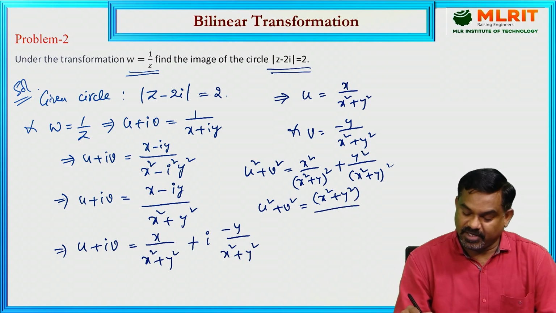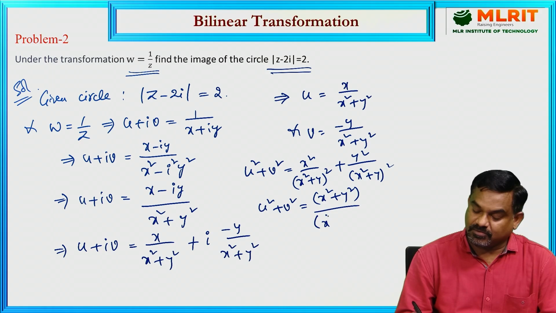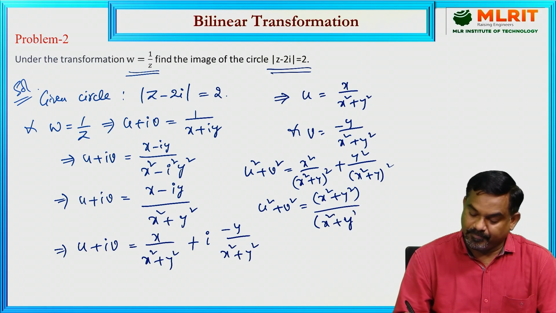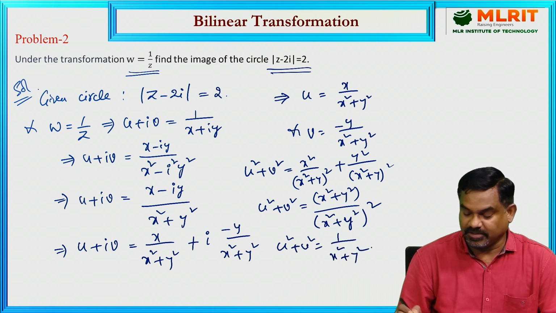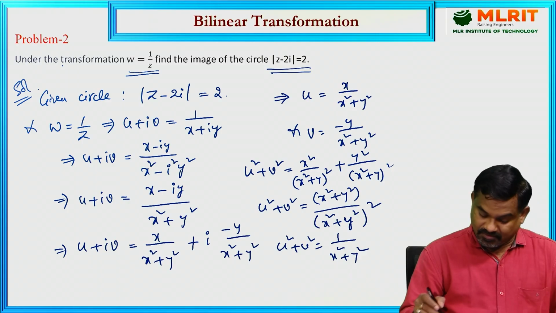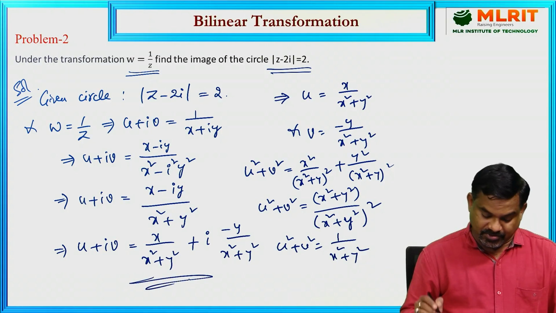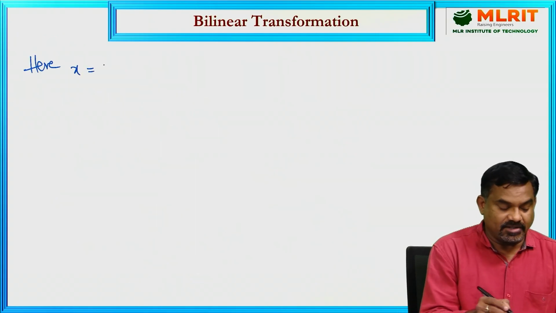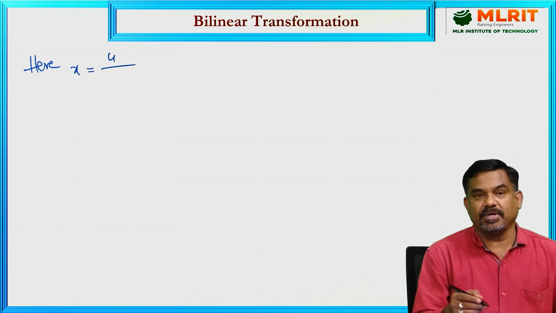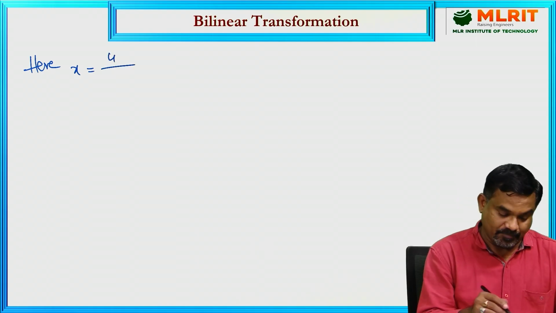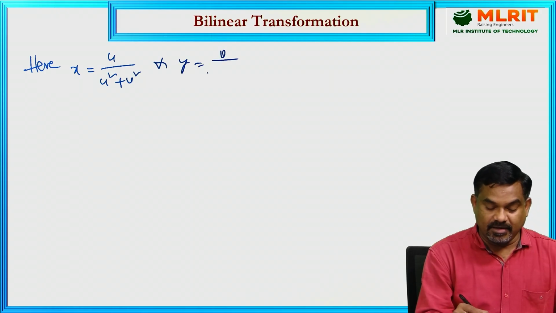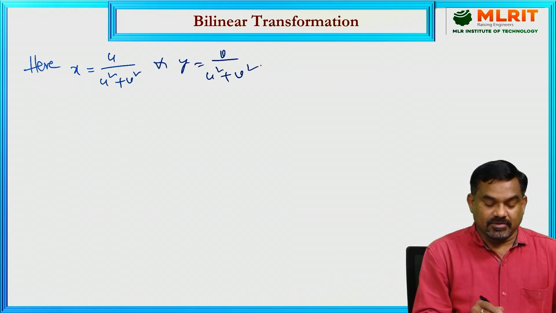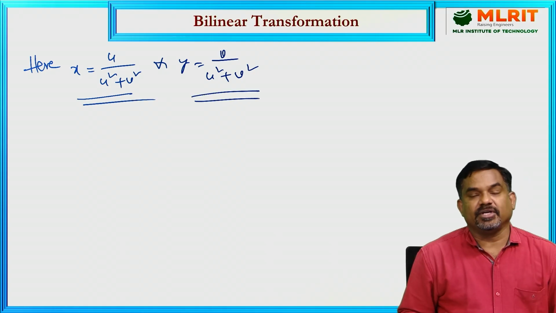So here we can take x square plus y square, taking the LCM whole square. So u square plus v square is 1 by x square plus y square. Using this final transformation, we can replace x and y by u and v. So x is u by u square plus v square and y is v by u square plus v square. So these two transformations we have.